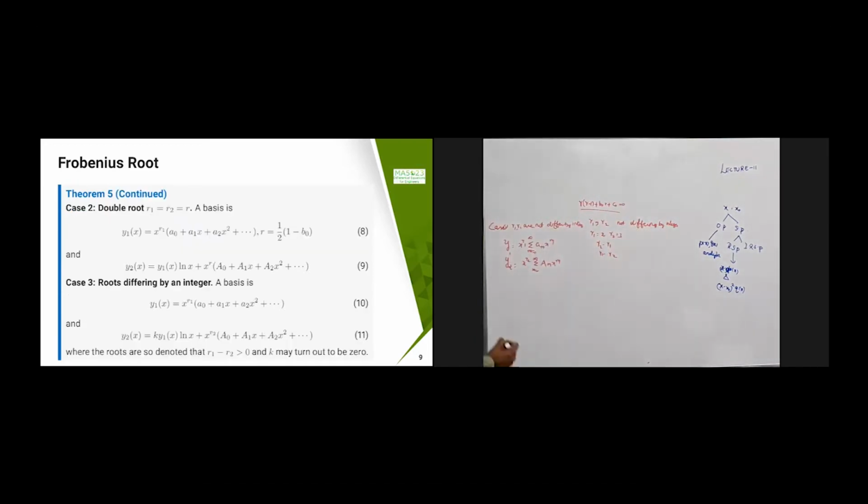Now, case 2 is double root. Okay, case 2 is double root. So double root means r1 equal to r2. In this case, y1 equal to x power r1 summation m equal to 0 to infinity am into x power m is going to be one solution. The second solution is going to be y2 equal to y1 into ln x plus summation m equal to 0 to infinity, again x power r1 summation Am into x power m, with different coefficients, capital A. Okay, so this is going to be the second solution.